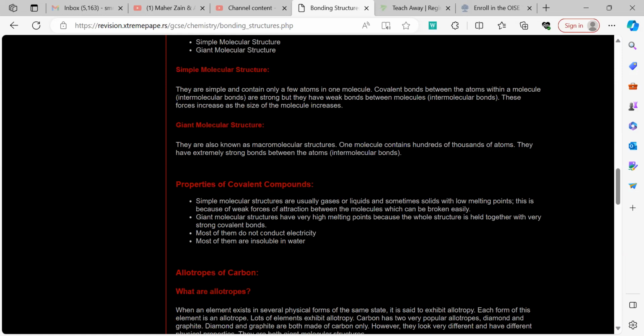And the extra important reason, which I just discussed previously as well, is why they don't conduct electricity. They don't conduct electricity because they're insoluble in water and they don't have freely moving electrons.